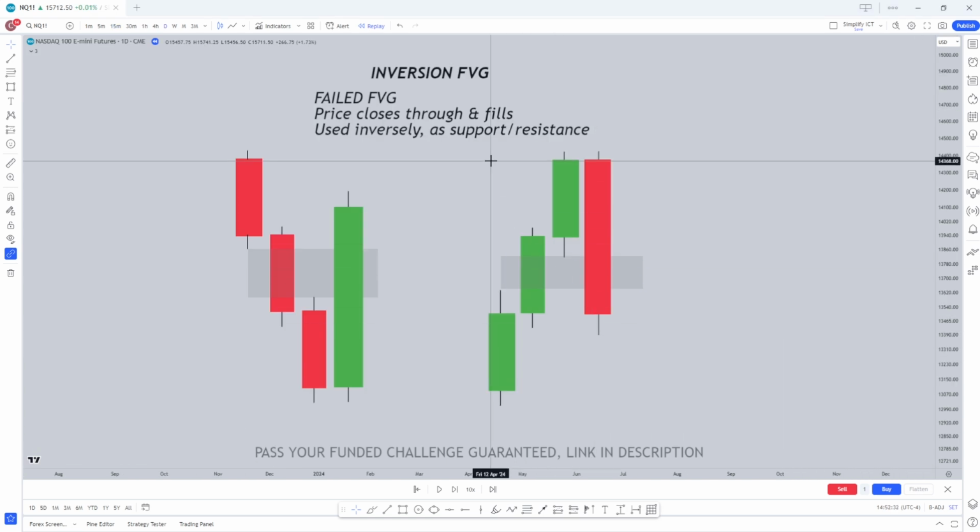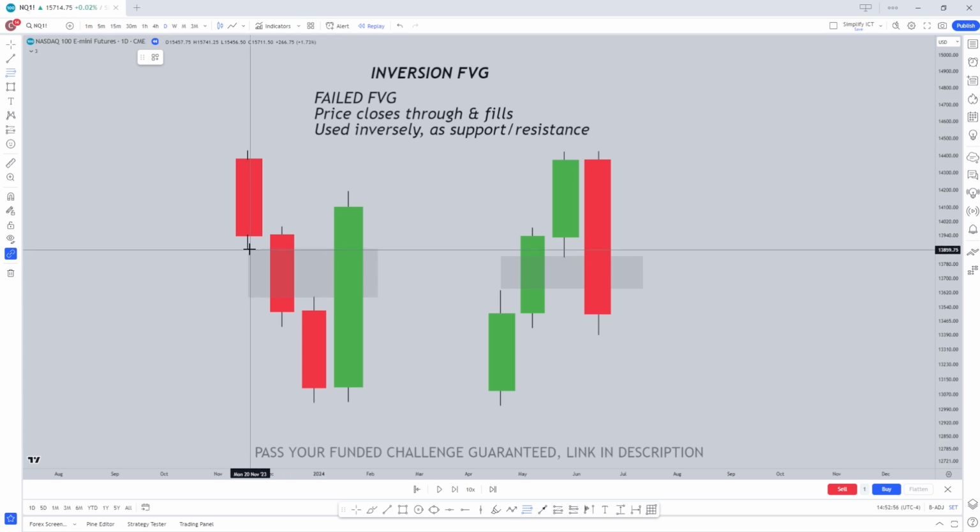Okay, so the next type of fair value gap, an inversion FVG. And essentially what this inversion FVG is, is a failed fair value gap. So what happens is price closes through and fills the FVG completely. So remember, the highest point, the extreme point, was a fill point. Price actually closes through and invalidates this bearish fair value gap. However, it can be used inversely as a support or resistance, depending on which fair value gap you're using.